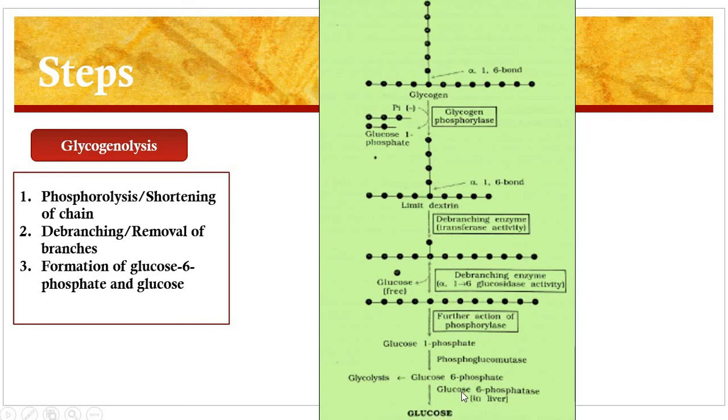That's why we have said that in the glycogenolysis we can get glucose molecule in the liver, but we can get glucose 6-phosphate molecule in the muscles, which through glycolysis will provide energy for the muscle contraction. So these are the different steps of the glycogenolysis: the phosphorylasis step, the debranching, and the formation of glucose 6-phosphate and the one free glucose molecule.